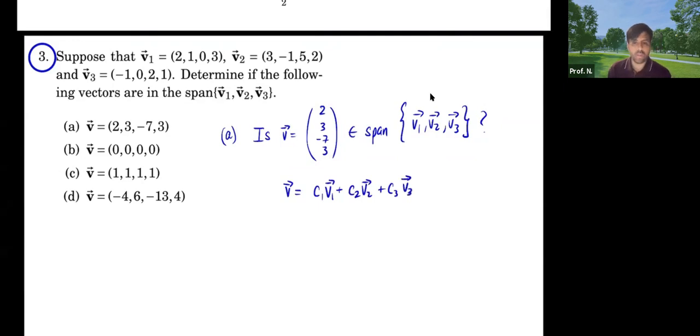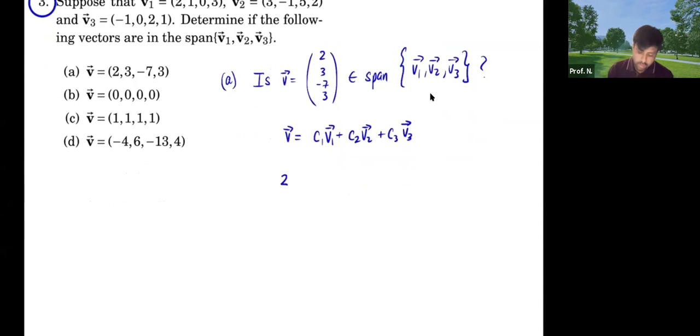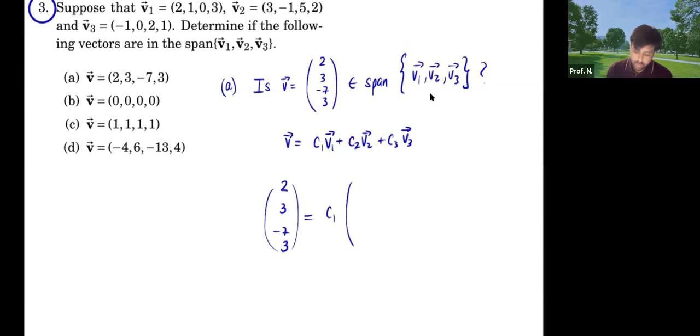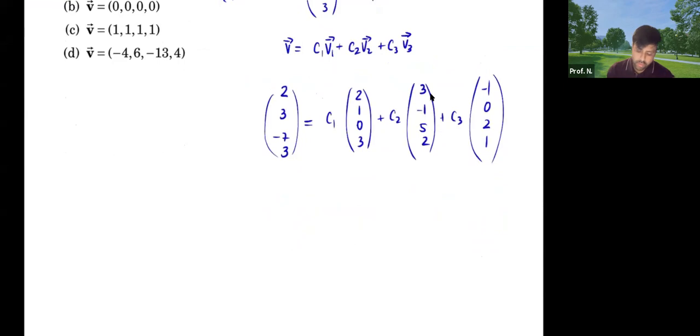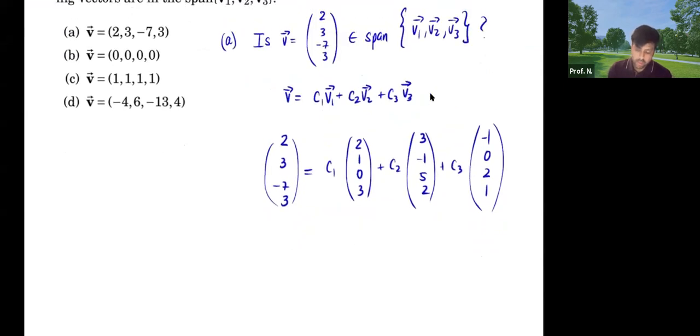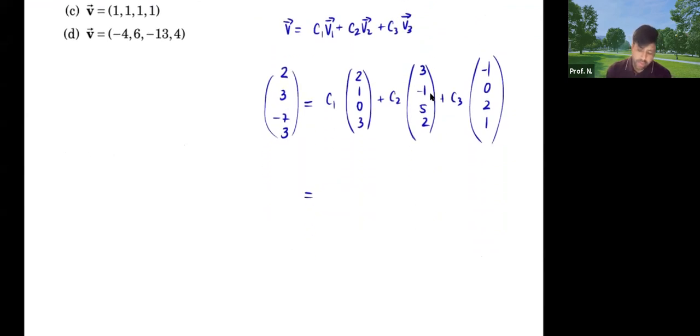So then let's rewrite this as 2, 3, negative 7, 3, and this equals C1 V1, which is 2, 1, 0, 3, plus C2, which is 3, negative 1, 5, 2, plus C3, which is negative 1, 0, 2, 1. And then this becomes a system of equations. I can create a system of equations, right? I don't even have to write the system of equations. I can just create the matrix equation.